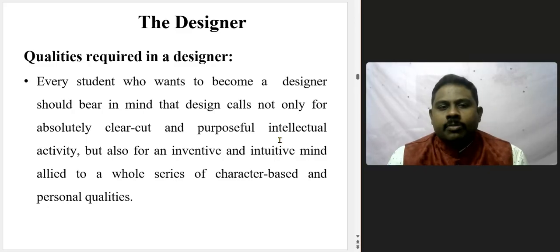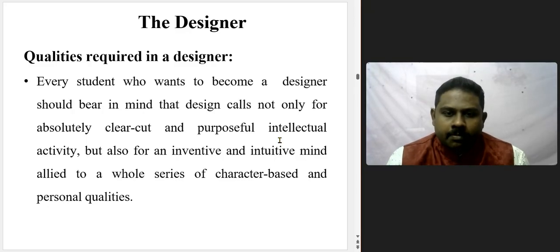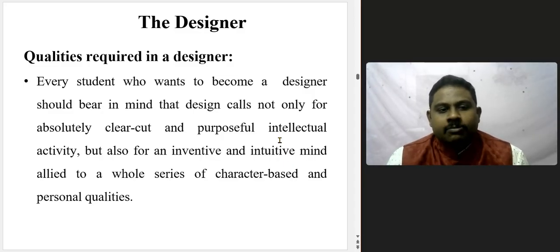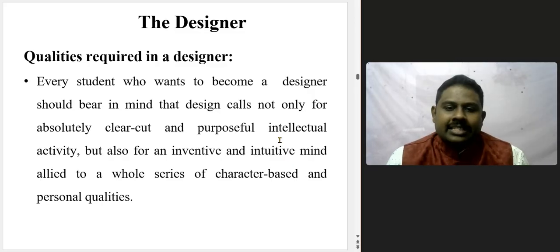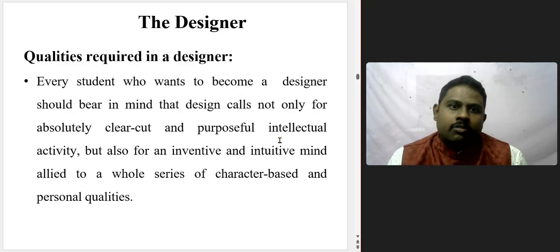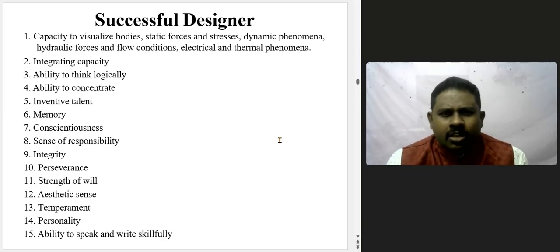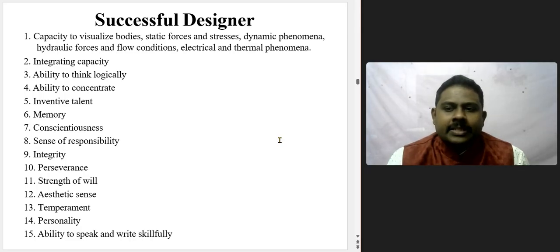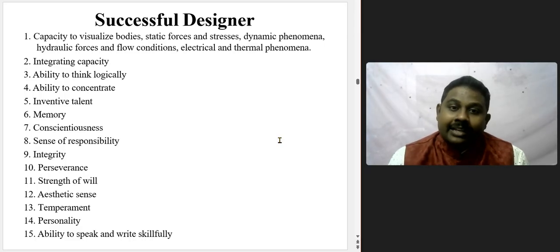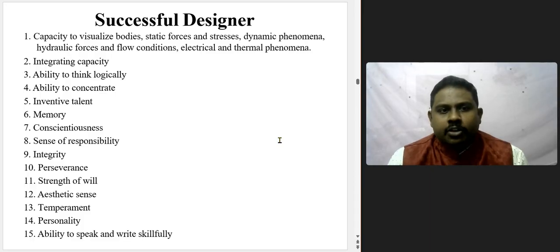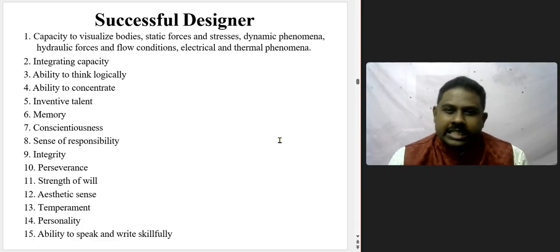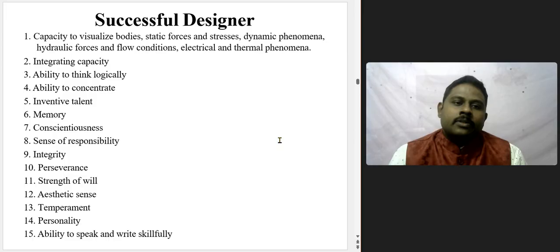Every student who wants to become a designer should bear in mind that design calls not only for absolutely clear-cut purposeful intellectual activity, but also an initiative and inductive mind allied to a whole series of character traits based on personal qualities. That is also very, very important over here. So who is a successful designer? He should have a capacity to visualize how the body's static forces and stresses, dynamic phenomena, hydraulic forces, flow conditions, electrical and thermal phenomena behave. So this is the first thing.